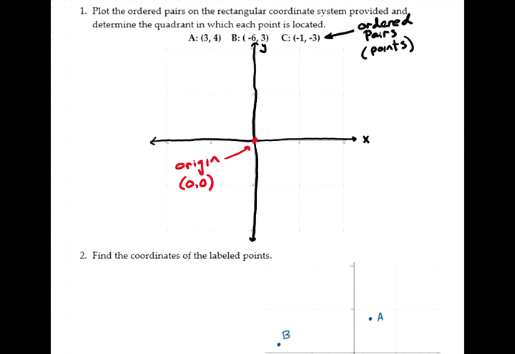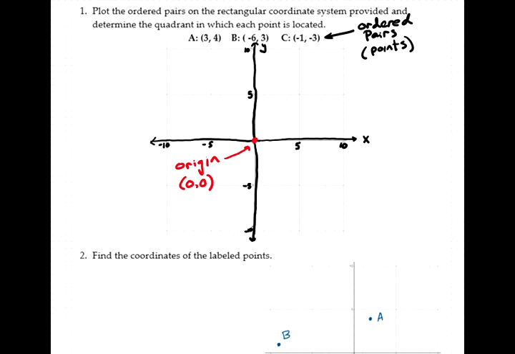And in this particular diagram, both the horizontal and the vertical axes go out to 10 units in either direction. So this would be -5, -10, +5, +10, -5, -10. All right, so for number one, plot the ordered pairs on the rectangular coordinate system provided and determine the quadrant each point is located in.